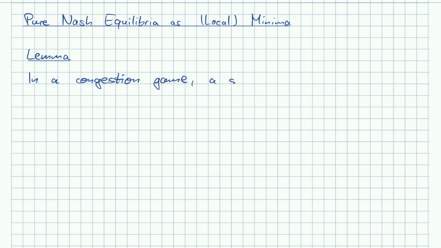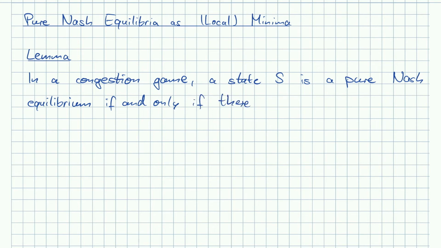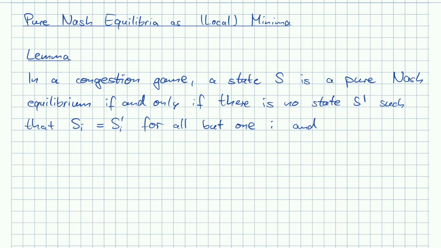In a congestion game, a state S is a pure Nash equilibrium if and only if there is no state S prime such that S_i equals S_i prime for all but one i, and the Rosenthal potential of S prime is smaller than that of S.